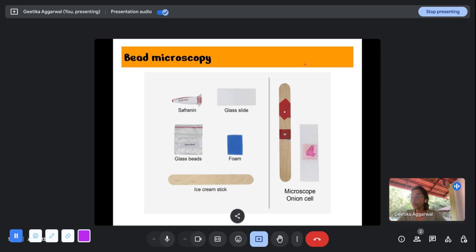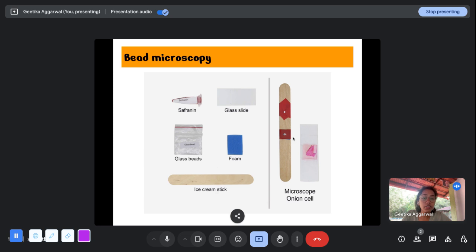being used by ISPF and Think Tank, which are actually NGOs that associate with schools to teach kids how to use these things. So basically, in bead microscopy, what is required is an ice cream stick. In the ice cream stick, they made two holes where they attach their glass beads, and then they were secured by foam and then by tape.